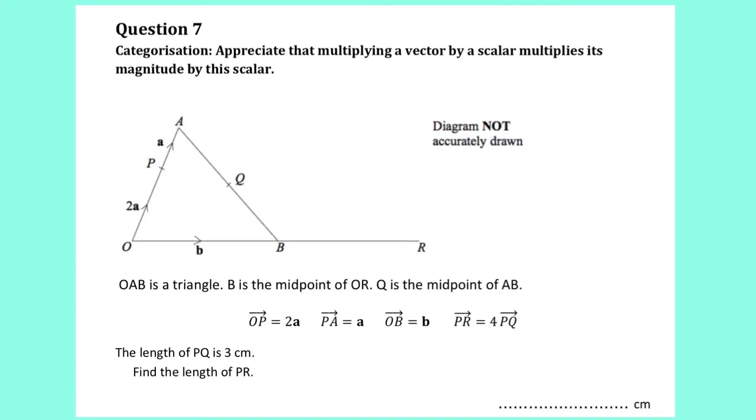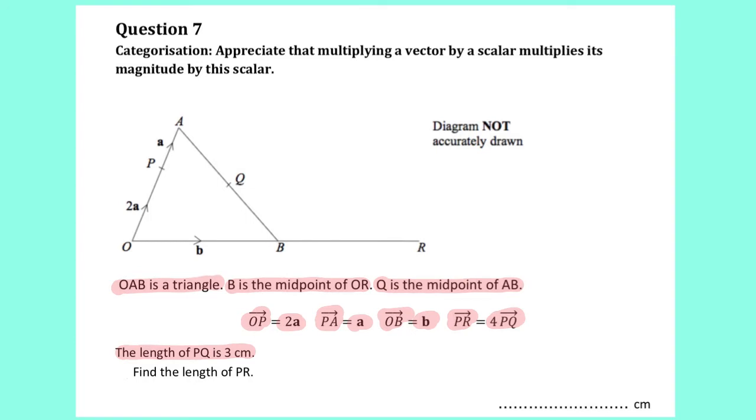In this question, we are dealing with the triangle OAB. We're told that B is the midpoint of OR and Q is the midpoint of AB. We're also told that OP is equal to 2a, PA is equal to a, and OB is equal to b. We're also told that PR is equal to 4 times PQ. The length of PQ is equal to 3 centimeters. Find the length of PR.